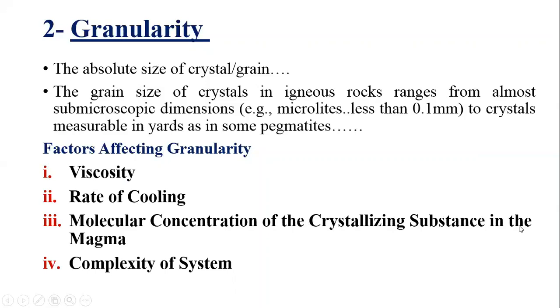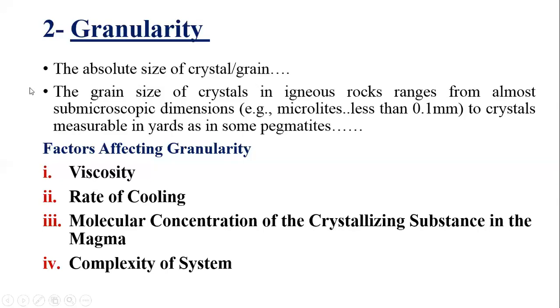How does the molecular concentration of crystallizing substance in the magma affect the granularity? The greater the molecular concentration of crystallizing substance in the magma, the larger will be the grain size of that component or of that substance. On the other hand, those components which are present in very small amount will form small crystals because the available material for their growth is quickly exhausted, while the substance or component which is present in larger amount will have larger grain size because more material is available for their growth.